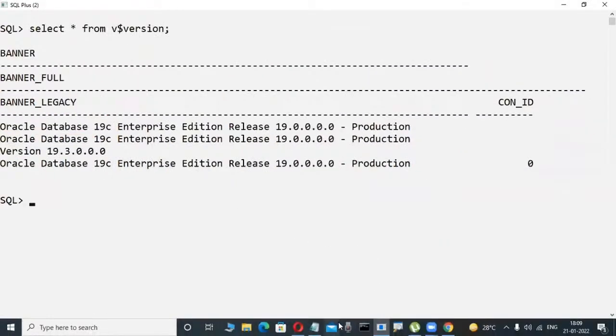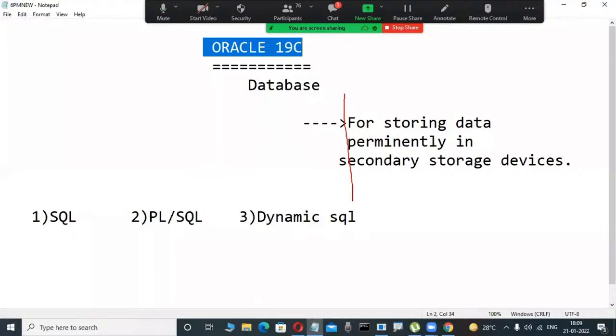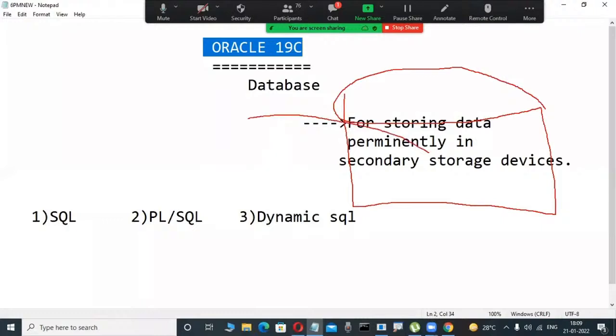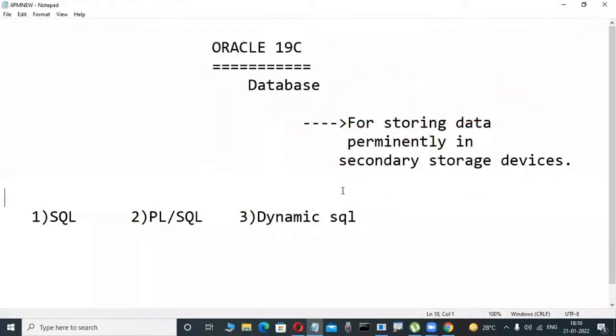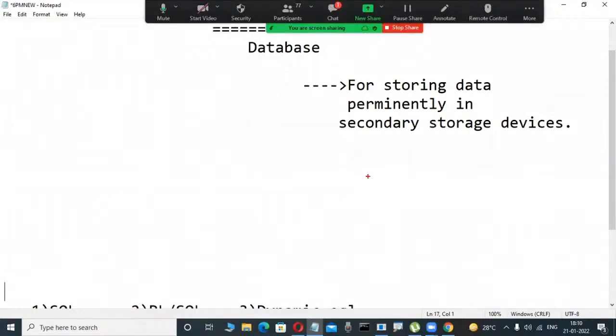What does this database mean? Once we install the Oracle software, some place is automatically created on the disk. In this place, we store data permanently. These types of databases are relational databases, and these database software have been available from 1970 onwards.